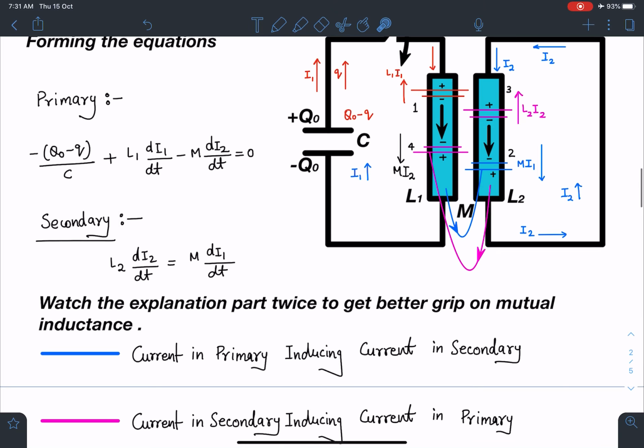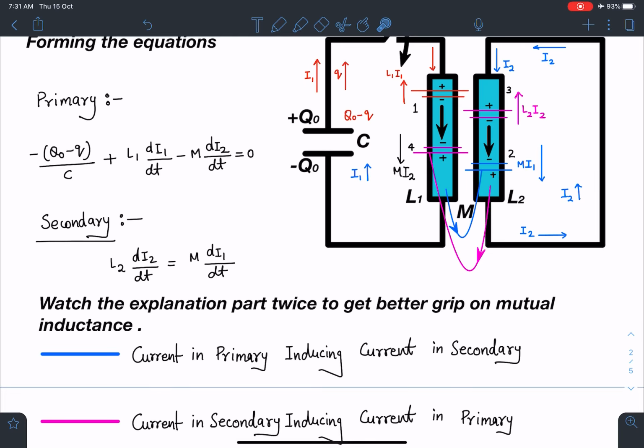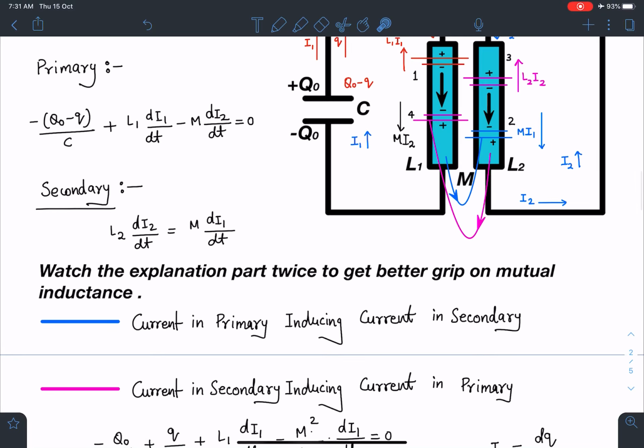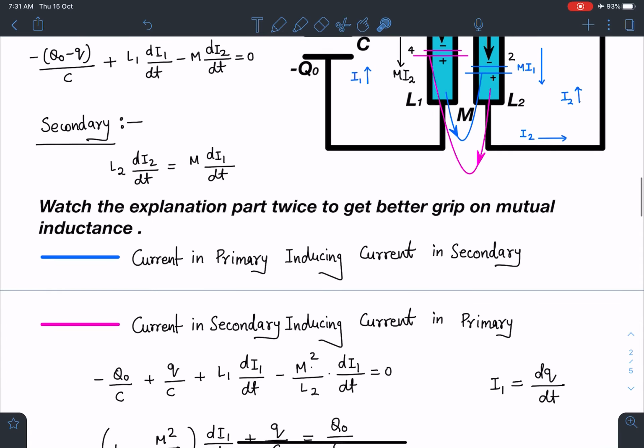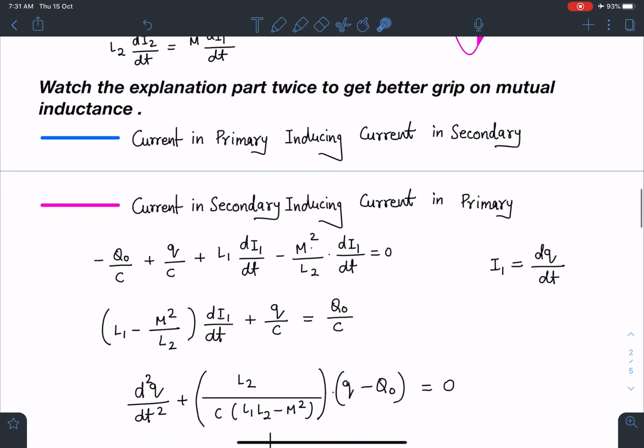You can see here I have drawn here, this blue is due to these field lines, blue field lines are due to current in 1, and this one is entering into 2, and the pink one is due to current in the secondary inducing current in the first one. All right, so these are the symbols. Please watch this part one more time. If that clarity is not there, think about it, imagine this, and I'm sure you'll get the feel of mutual inductance, and let me know in the comment section if you get that feel.